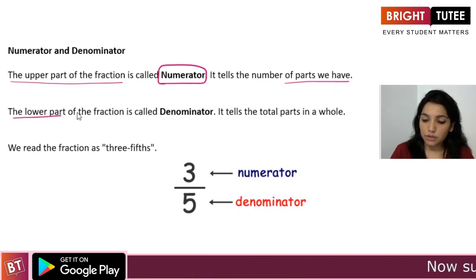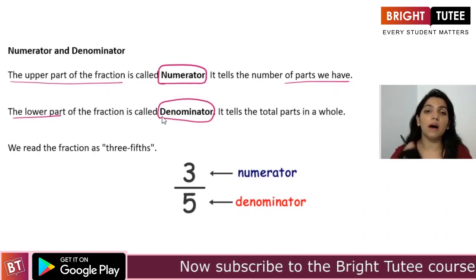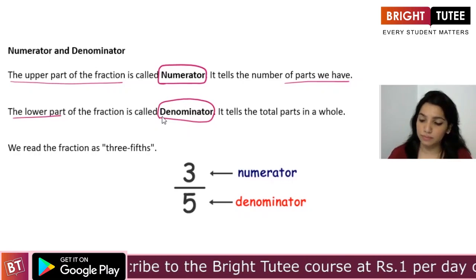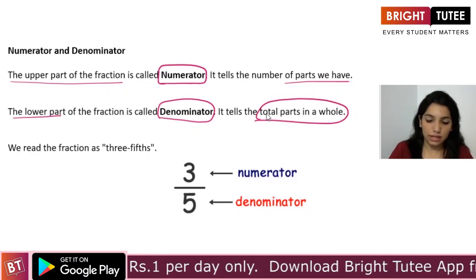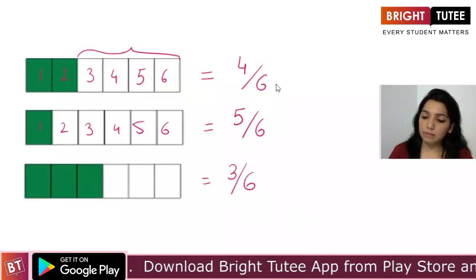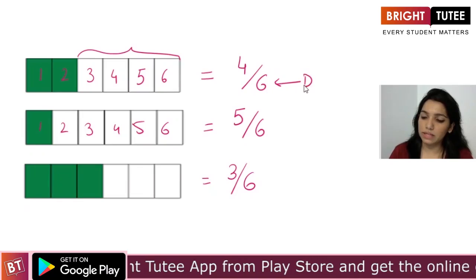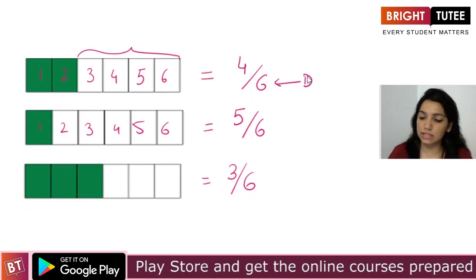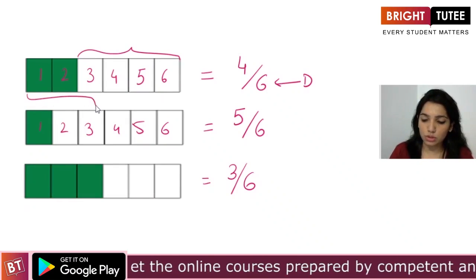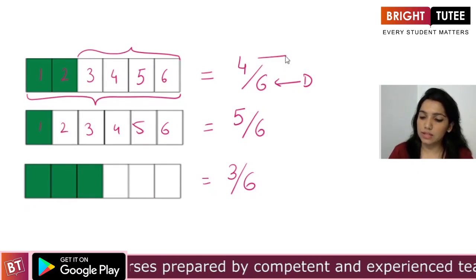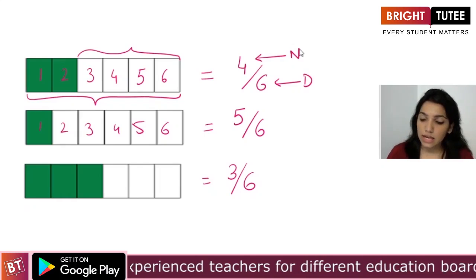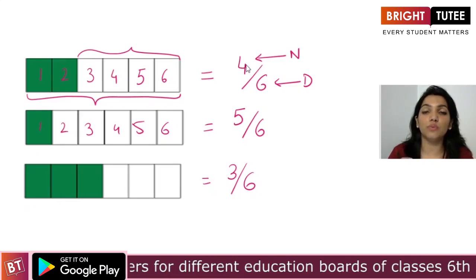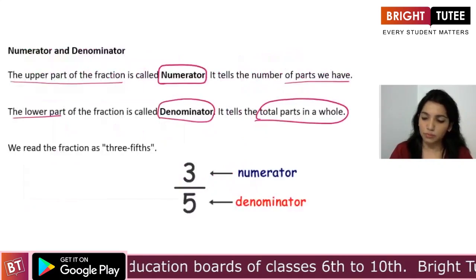The lower part of the fraction is the denominator. The lower part is the denominator. It tells the total parts in a whole. Look here. Every time, this denominator, let us write it with a capital D, it is showing what the total part is, and this numerator, I am writing with a capital N, it shows what part we need, what we are talking about, right?